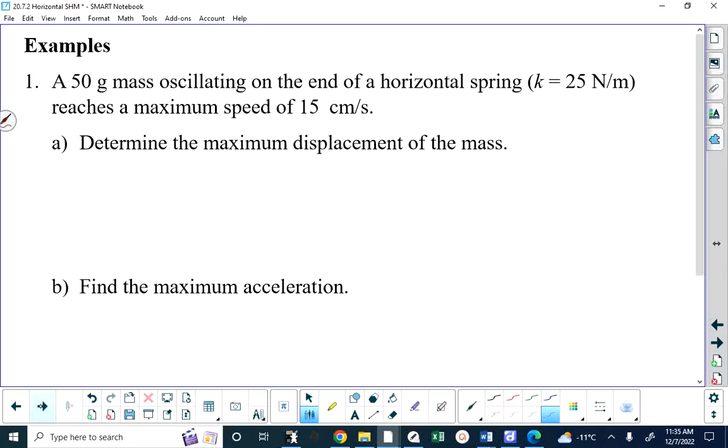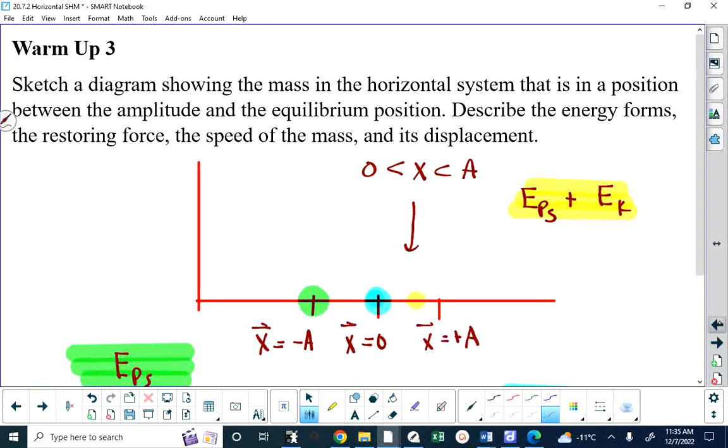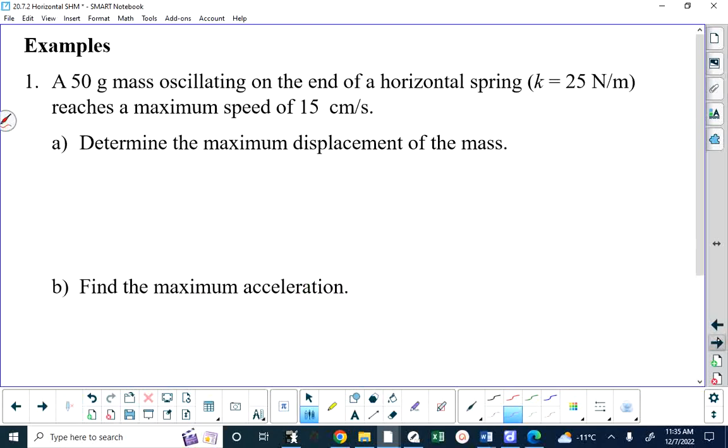A 50-gram mass is oscillating on the end of a horizontal spring, and it reaches a maximum speed of 15 centimeters per second. What's the maximum displacement? I don't think you want to add anything to your diagram in warm-up 3. I'm just talking about if that's the maximum speed, that's the speed it has in the middle. What kind of energy does it have in the middle? Only kinetic. So what we're going to do here is identify this with EK max.